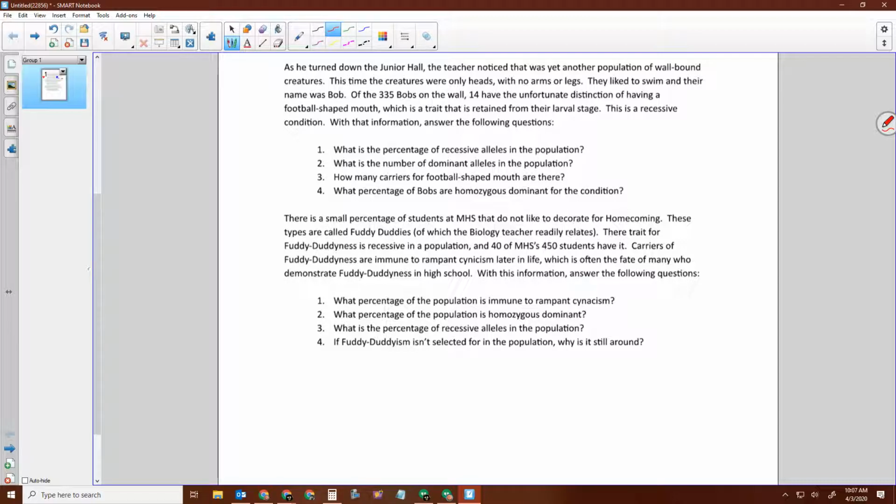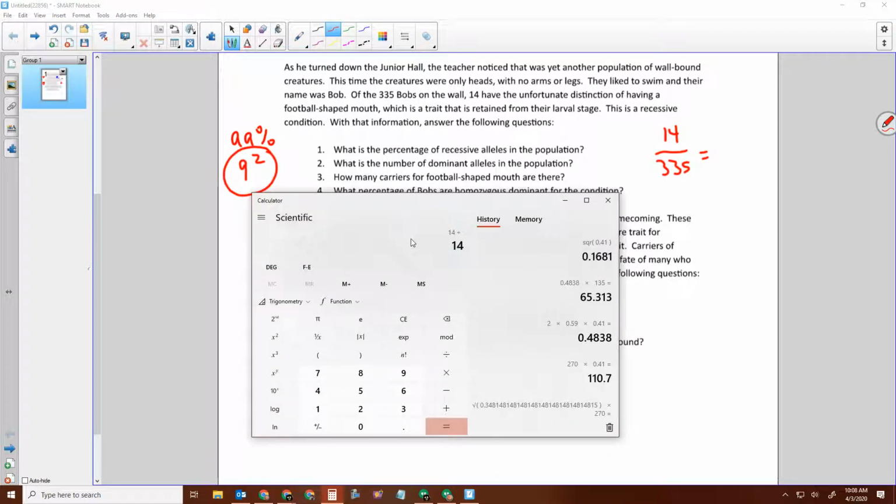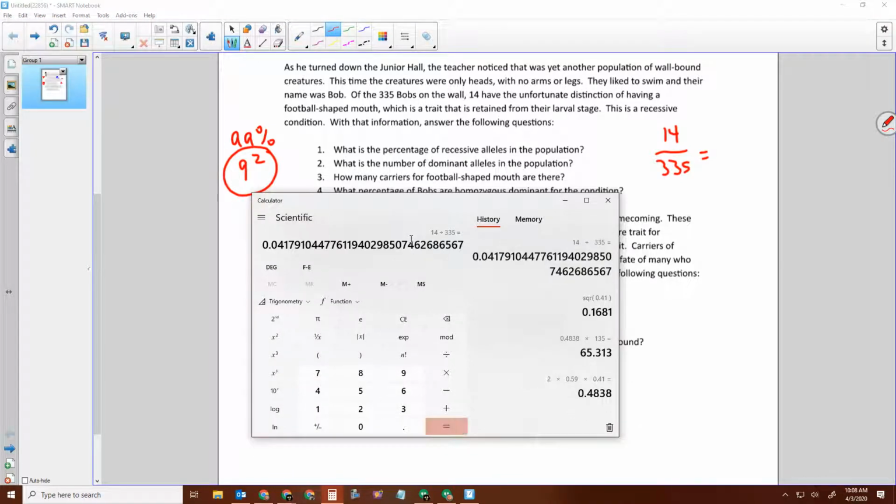So again, just by way of review, the percentage of those individuals with a recessive condition is Q squared. And this is what we're trying to solve for, because that is the key to unlocking the magic of Hardy-Weinberg. And so 14 out of 335 represents that Q squared. And so let's do that math. 14 divided by 335 gives us 0.04.